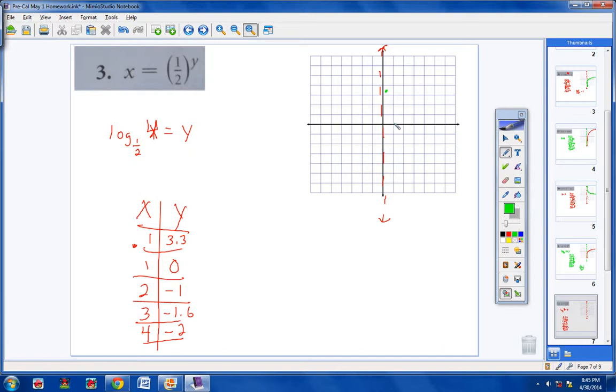And at 1 I am at 0. At 2 I'm at -1. At 3, -1.6. And 4 is -2. So again, we see the normal standard curve that comes with a logarithmic and an exponential function, either one of those, okay? So there we go. All right, two more left.